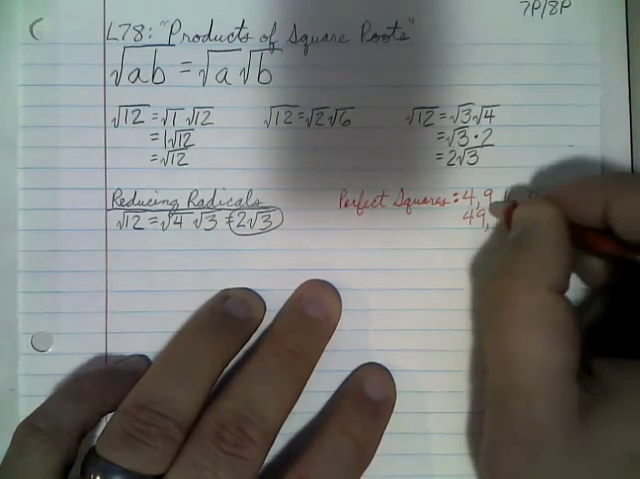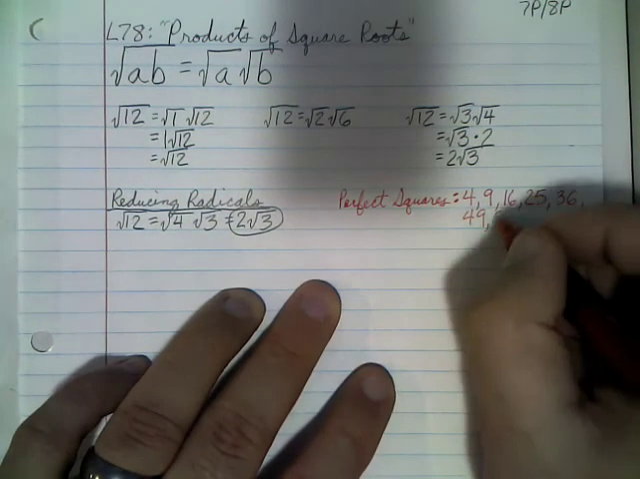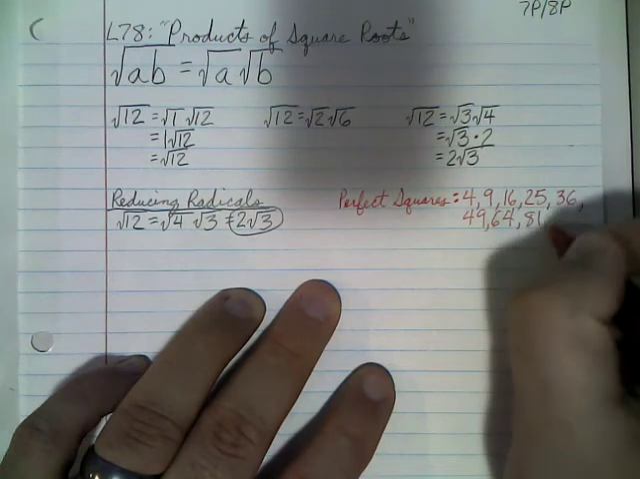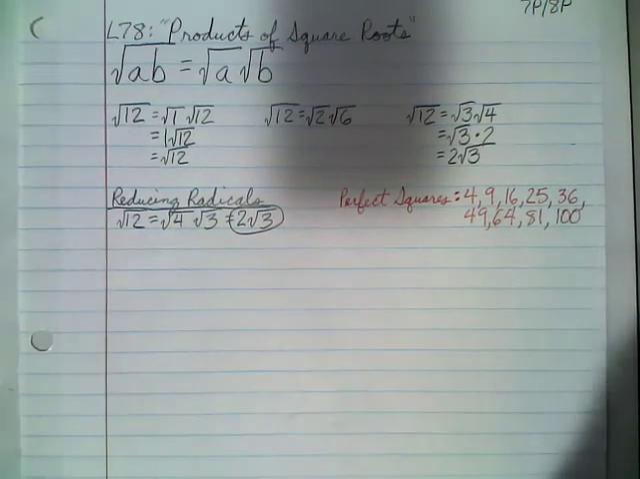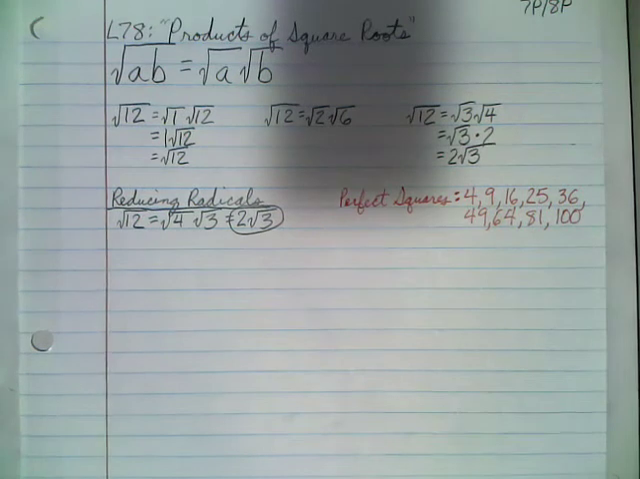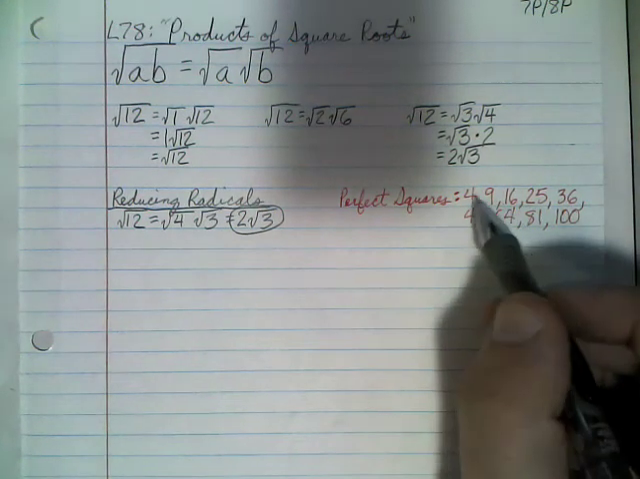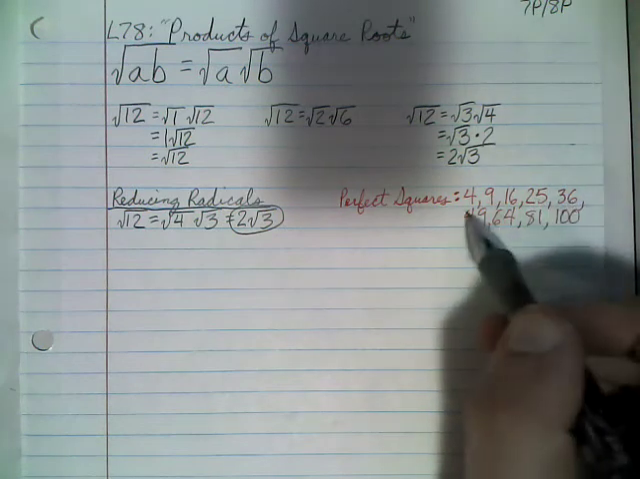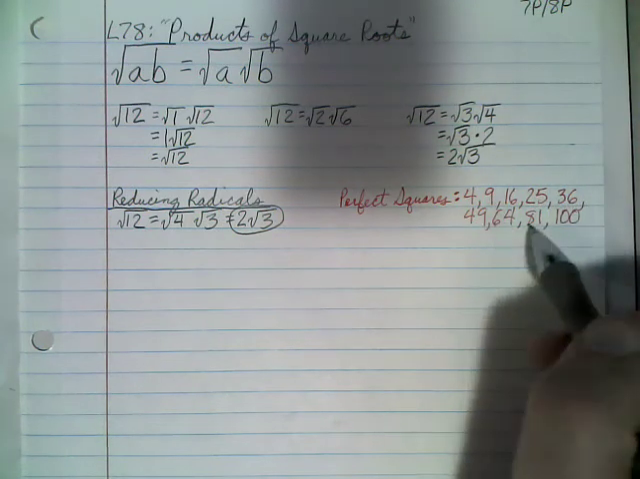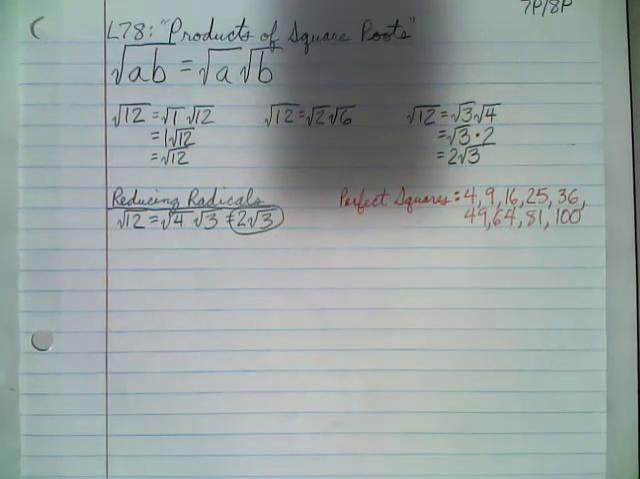I always want to forget 8 for some reason when I do this. And we'll go one more. 10 squared is 100. So ladies and gentlemen, you want to have this list in your mind. You want to have 4, 9, 16, 25, 36, 49, 64, 81, and 100 in your mind when it comes to reducing radicals. Because we're considering, can we split our number up into something times something where we could then simplify.